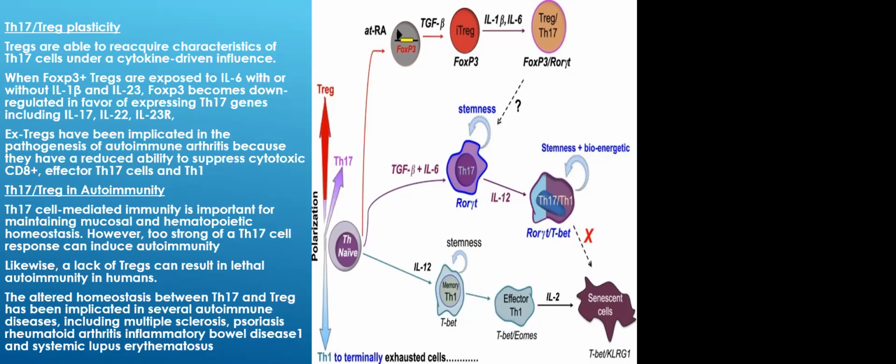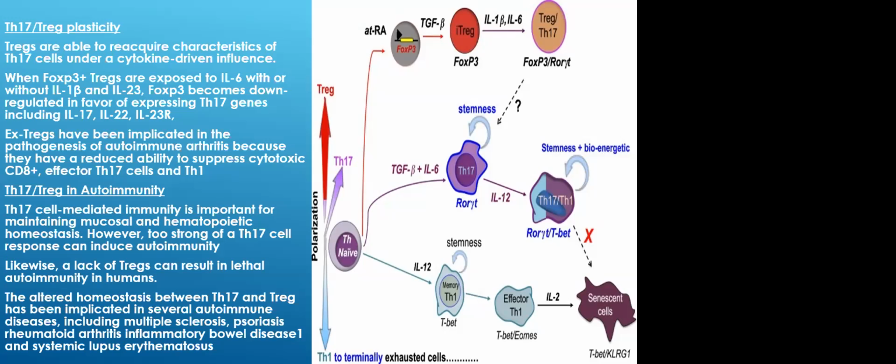And so they will be expressing interleukin 17, interleukin 22, interleukin 23, which are the things that Th17 cells produce. And these ex-Tregs have been implicated in the pathogenesis of autoimmune arthritis, right? Where your immune system is attacking your own self-antigens. And the police, the Treg, is not controlling because they have become criminals. They become Th17, recruiting neutrophils, granulocytes, and destroying your joint.